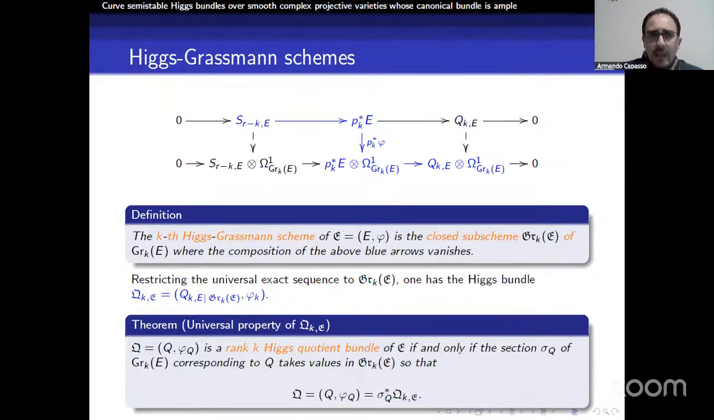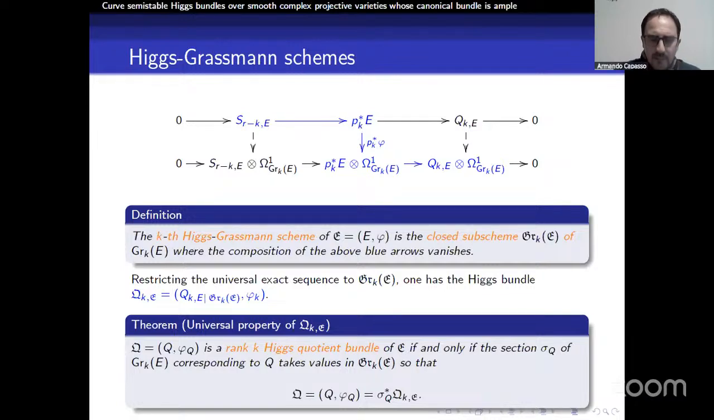Okay. From this blue composition, one has that the pullback of this field restricted to this Higgs-Grassmann scheme carries on the K-th universal quotient bundle of E another Higgs field, and this pair is called the rank K universal Higgs quotient bundle of E, since it satisfies the following universal property.